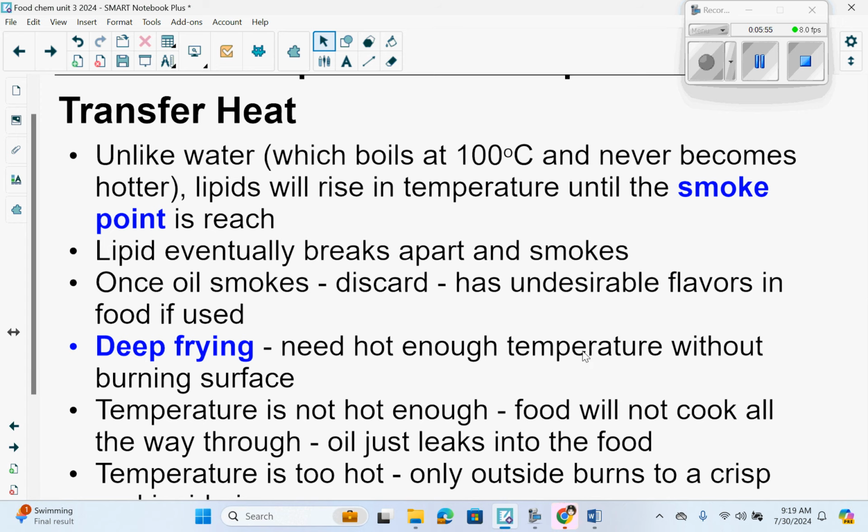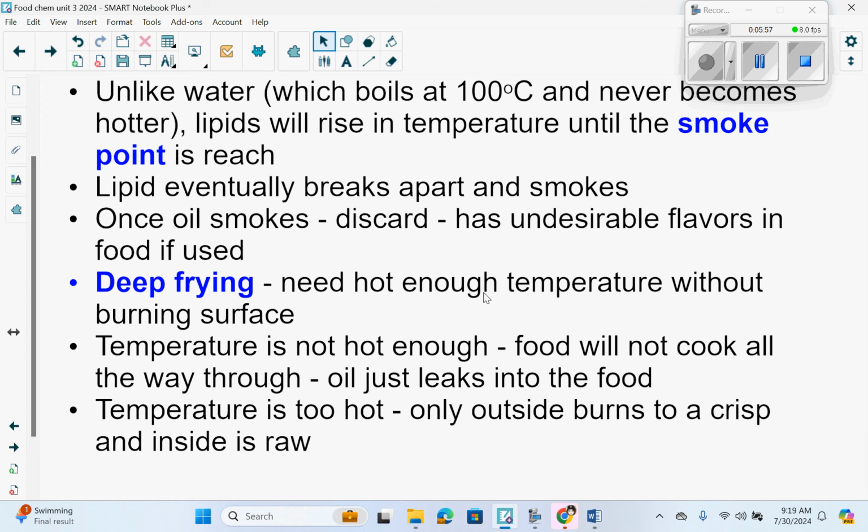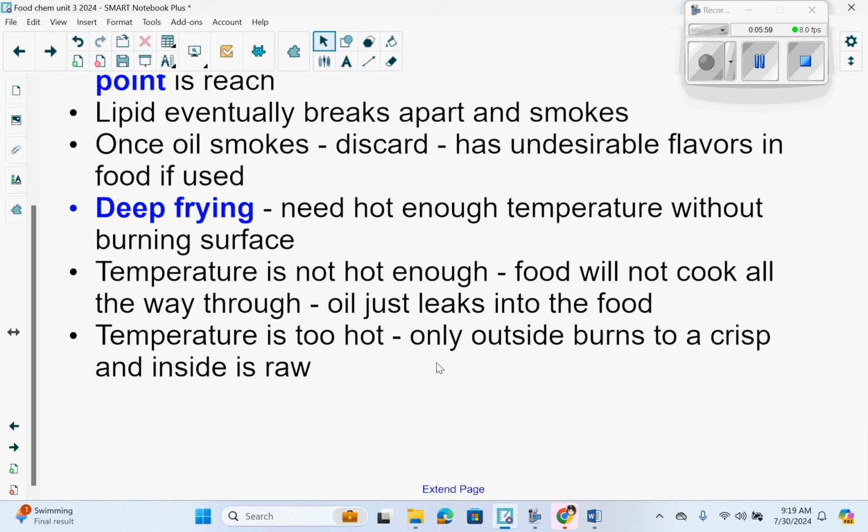Deep frying. You need to reach a hot enough temperature without burning the surface. If the temperature is not hot enough, food will not cook all the way through and the oil just leaks into the food. If the temperature is too hot, only the outside burns to a crisp and the inside is raw.